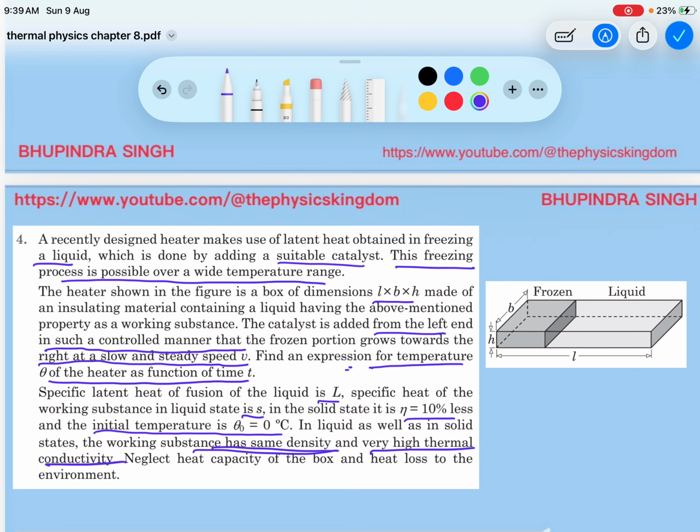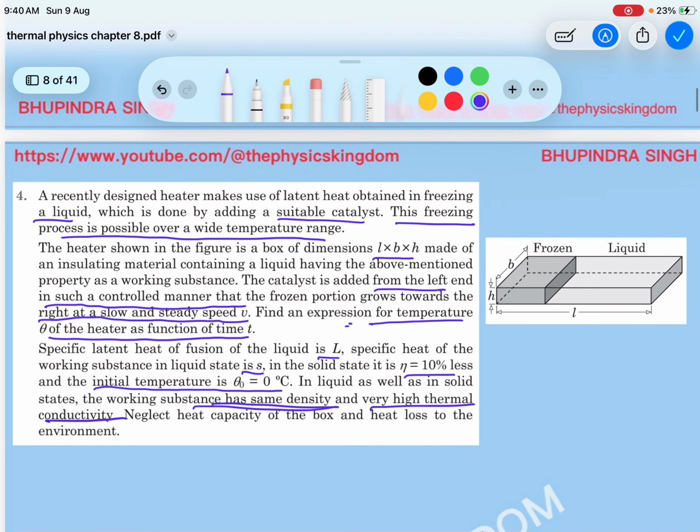So what does very high thermal conductivity mean? The moment it is freezing, conduction does not take much time, meaning the heat conduction rate is very fast. So you can just assume that immediately the heat will be absorbed by the complete liquid and solid part of the heater. Neglect the heat capacity of the box and heat loss to the surroundings.